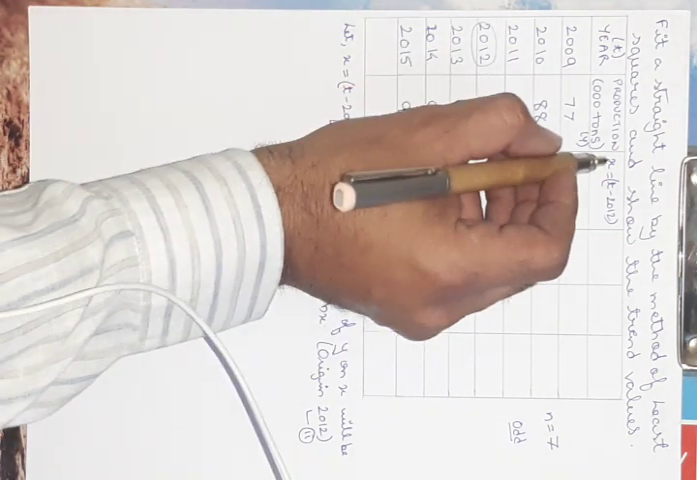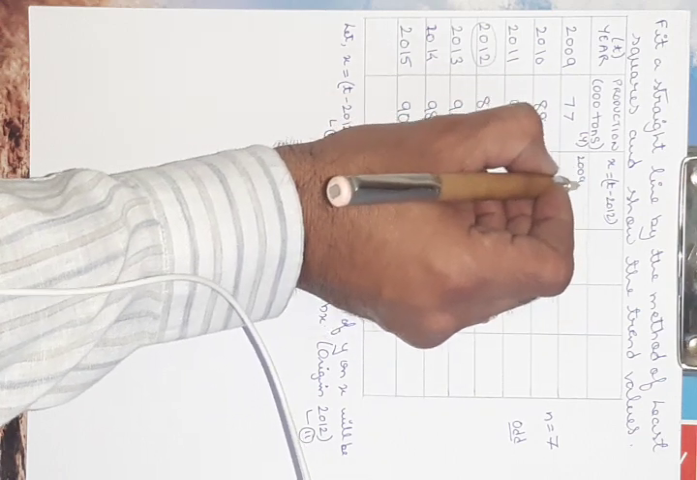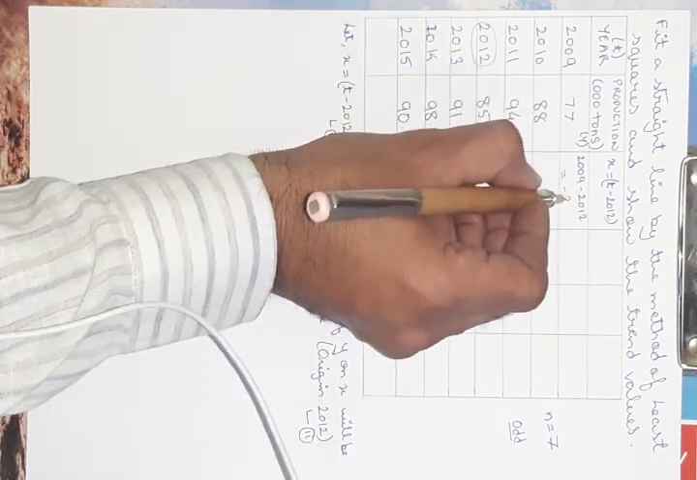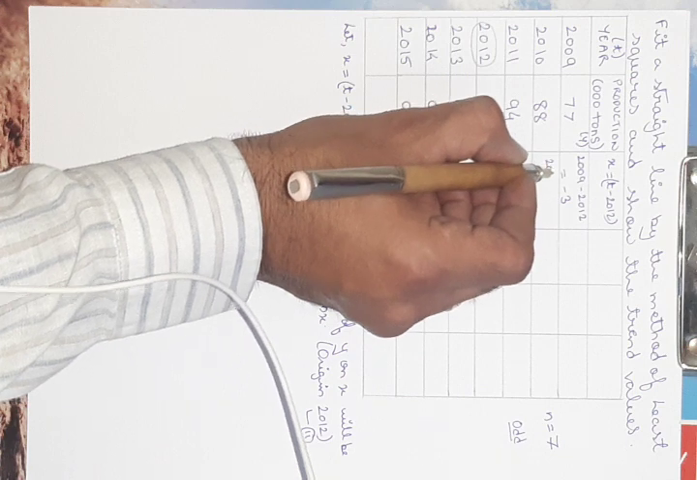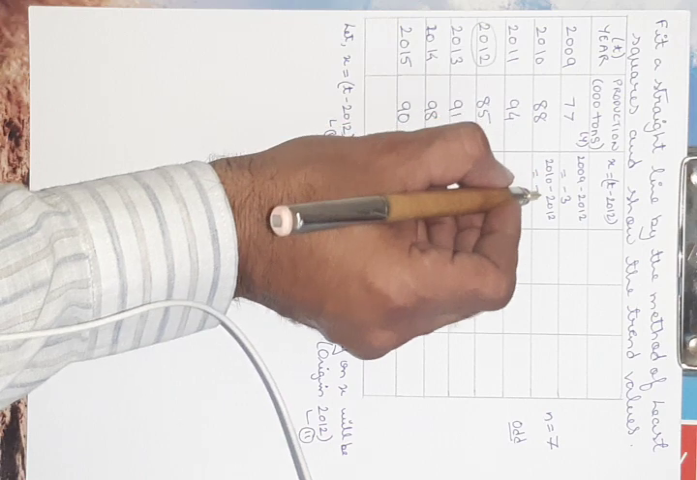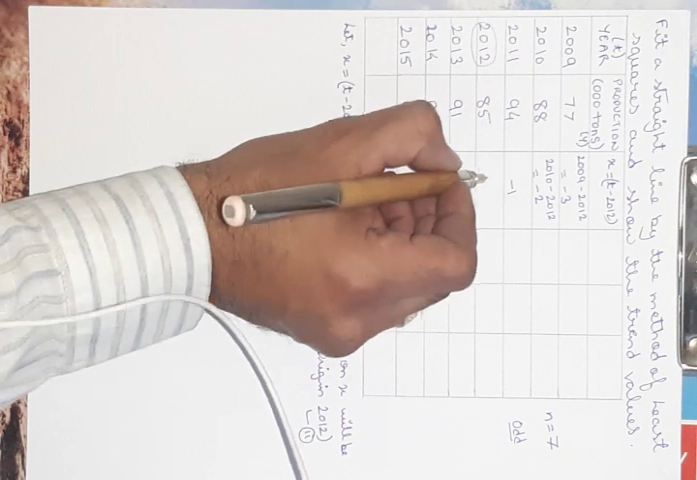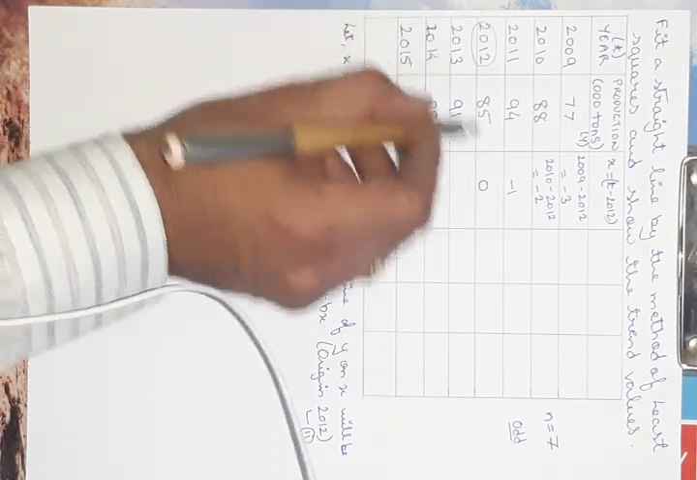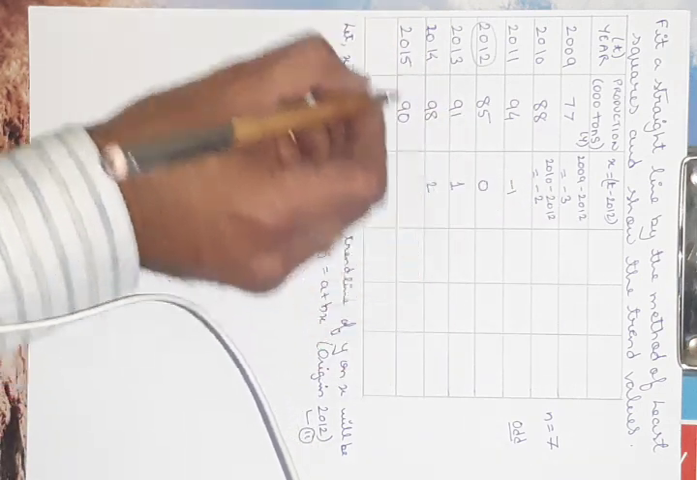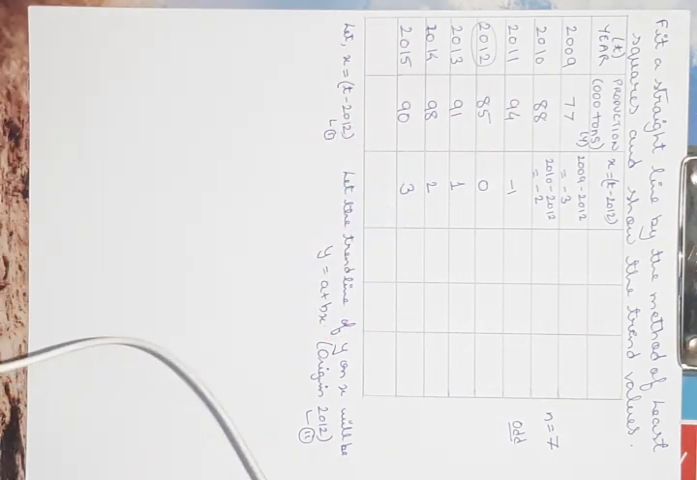So how do we calculate the value of x? That is t minus 2012. So this will be 2009 minus 2012, so the first value will be minus 3. Similarly, 2010 minus 2012, this value will be minus 2. Similarly, this value will be minus 1. 2012 minus 2012, this value will be 0. Next, 2013 minus 2012, that is 1. 2014 minus 2012, this will be 2. And 2015 minus 2012, this value will be 3.